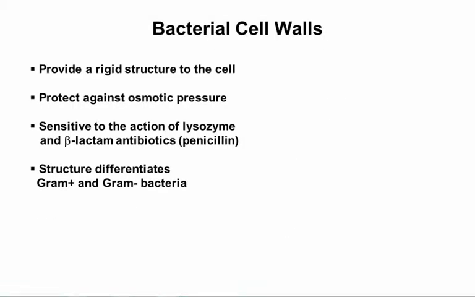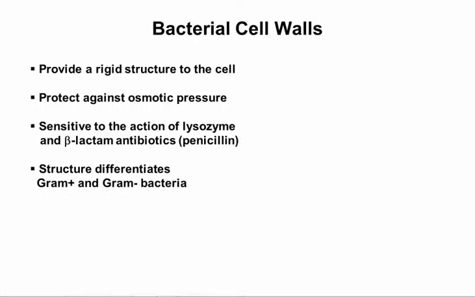Okay. Cell walls. What are their functions? Basically, you've got to have a rigid structure to the cell. Bacteria have a very, very rudimentary cytoskeleton. And the thing that really keeps them together is the cell wall that's on the outside. And this is going to protect especially against osmotic pressure.